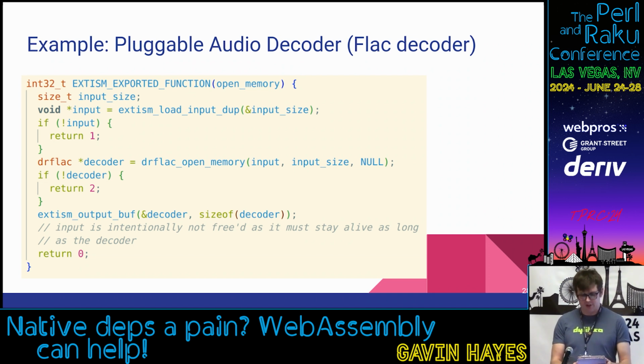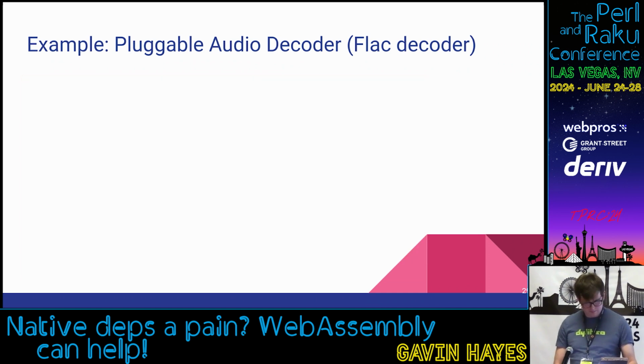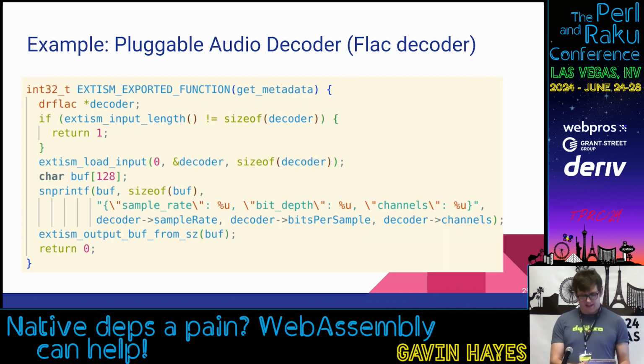Let's look at the FLAC plugin for decoding FLAC audio. It's written in C and uses David Reid's single header FLAC decoding library. Open memory copies the audio data from Extism's input buffer into a malloc buffer, initializes the decoder, and copies the pointer of the decoder to Extism's output buffer. Get metadata loads the pointer to the decoder from the input data buffer, uses snprintf to hastily encode JSON, and then copies the JSON to Extism's output buffer.